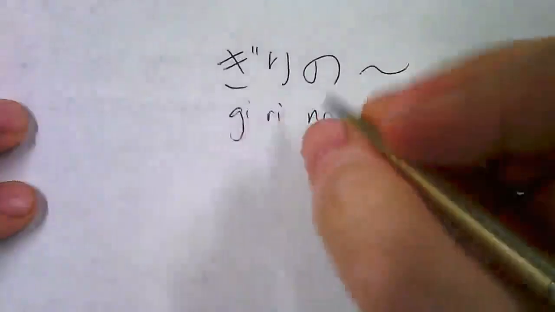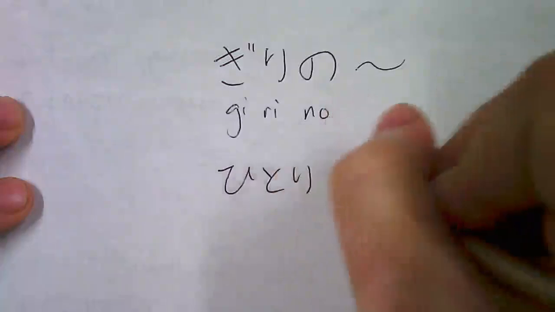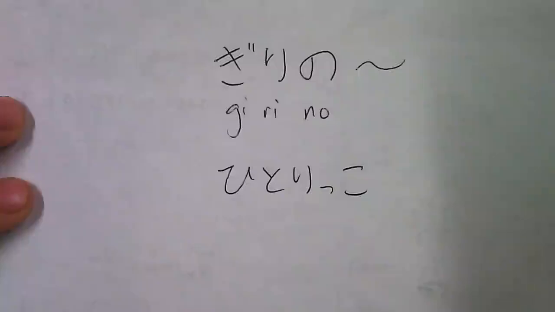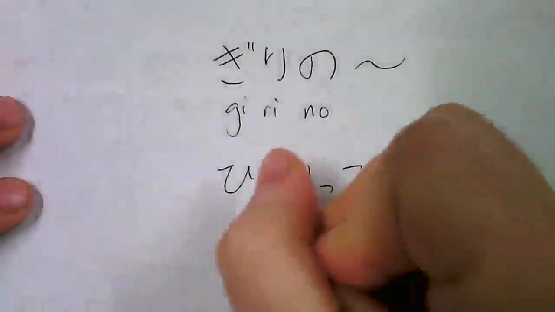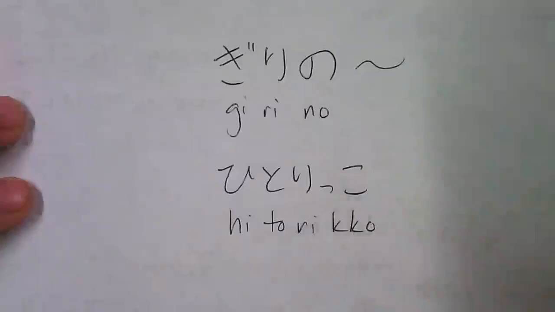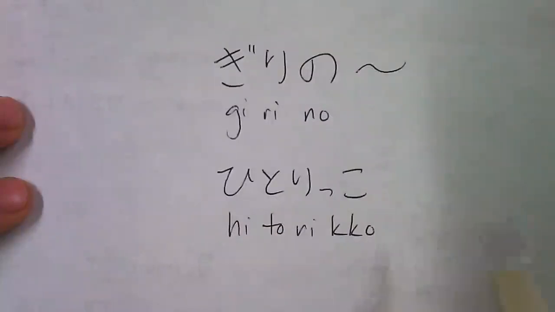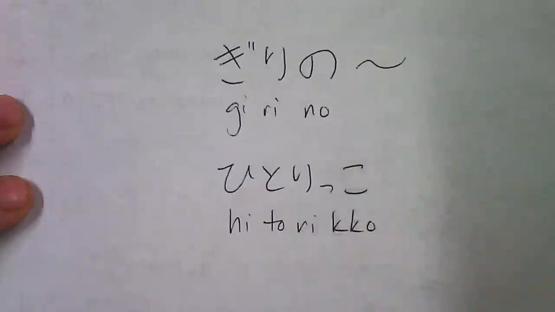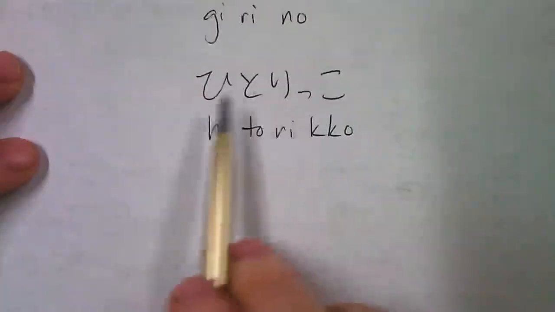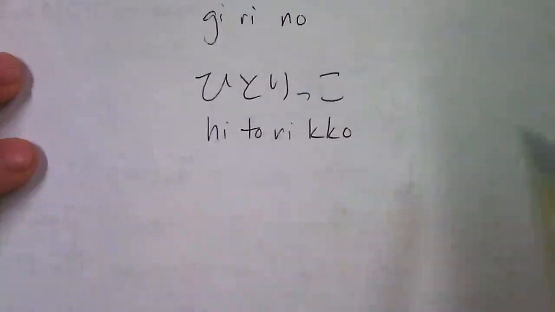If you're an only child, you can say this. Hitorikko. There's the chisai tsu, so we get the double K from ko. Hitorikko. And that's an only child. Remember, hitori means one person, and then ko means child.